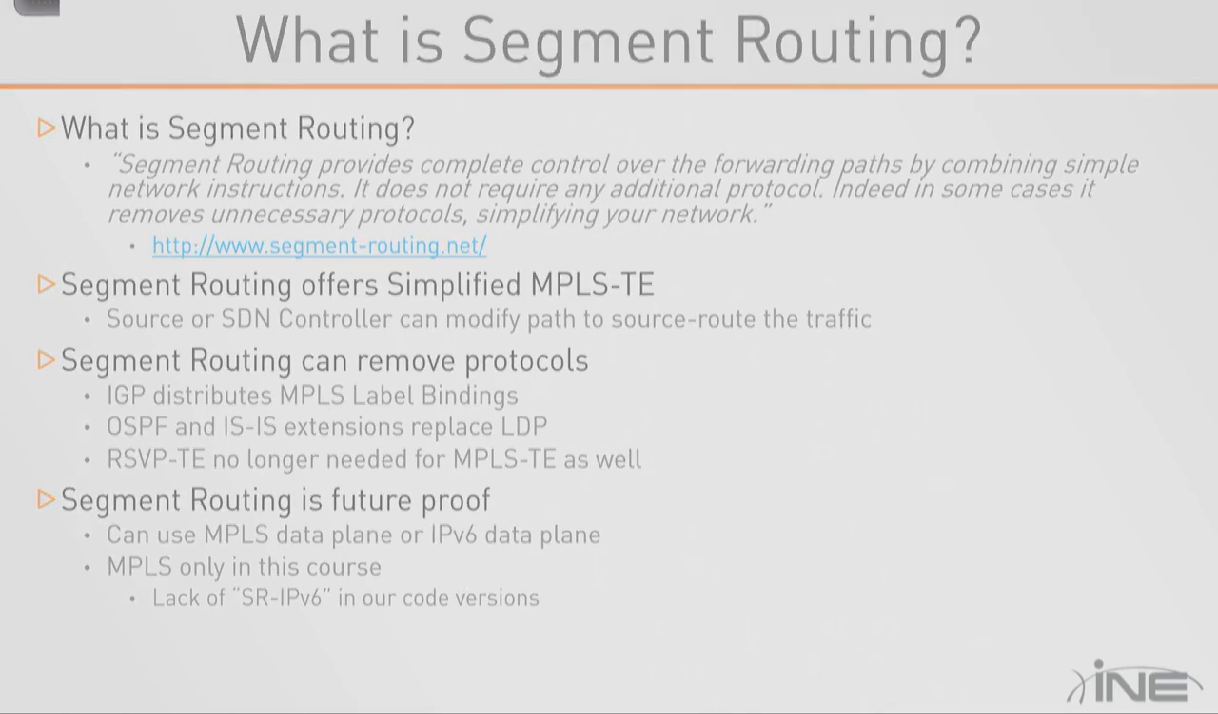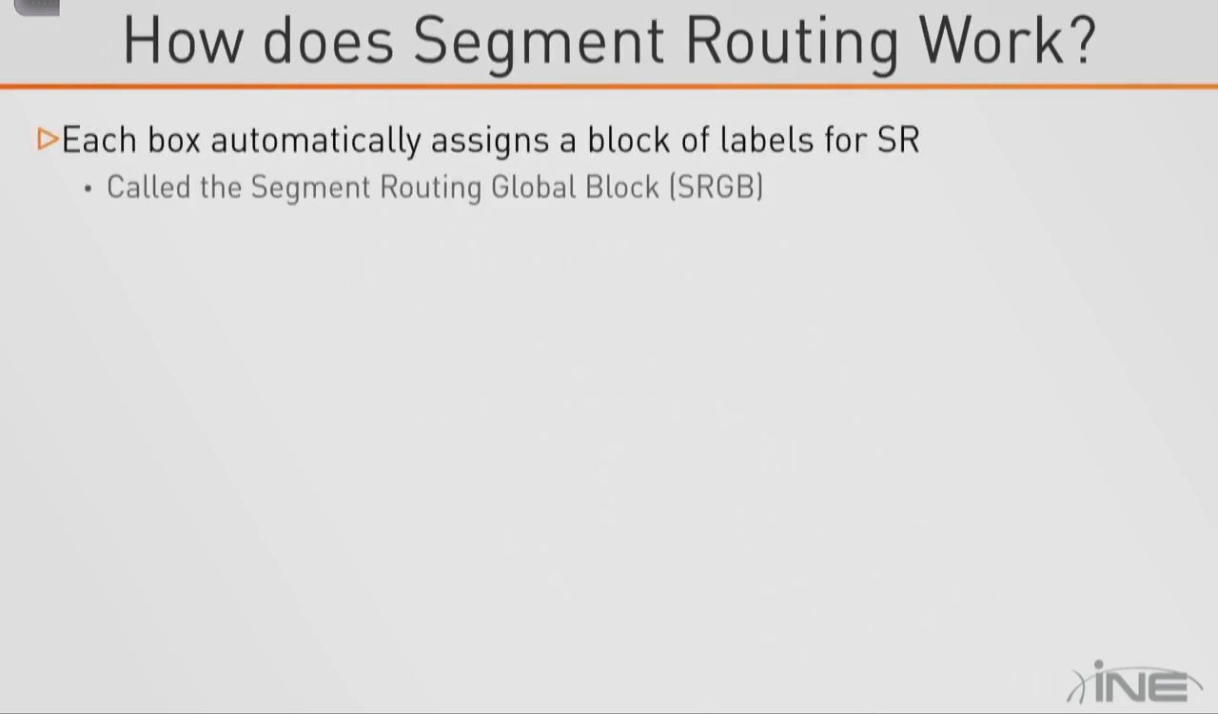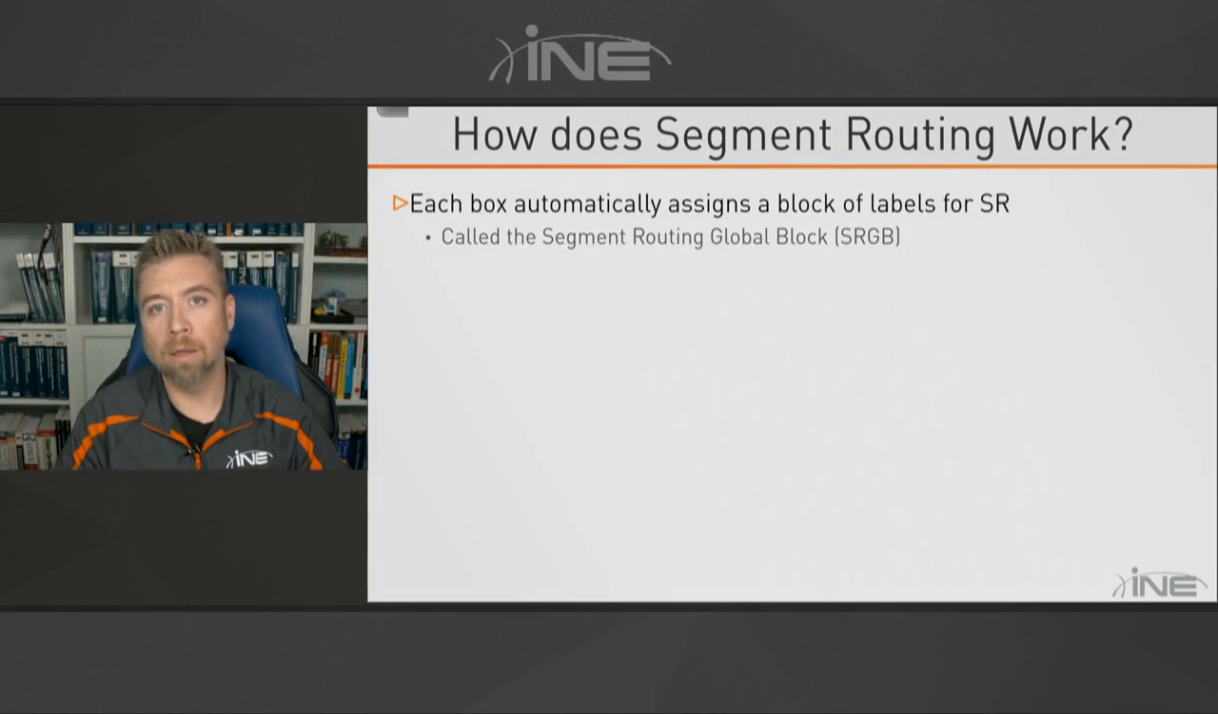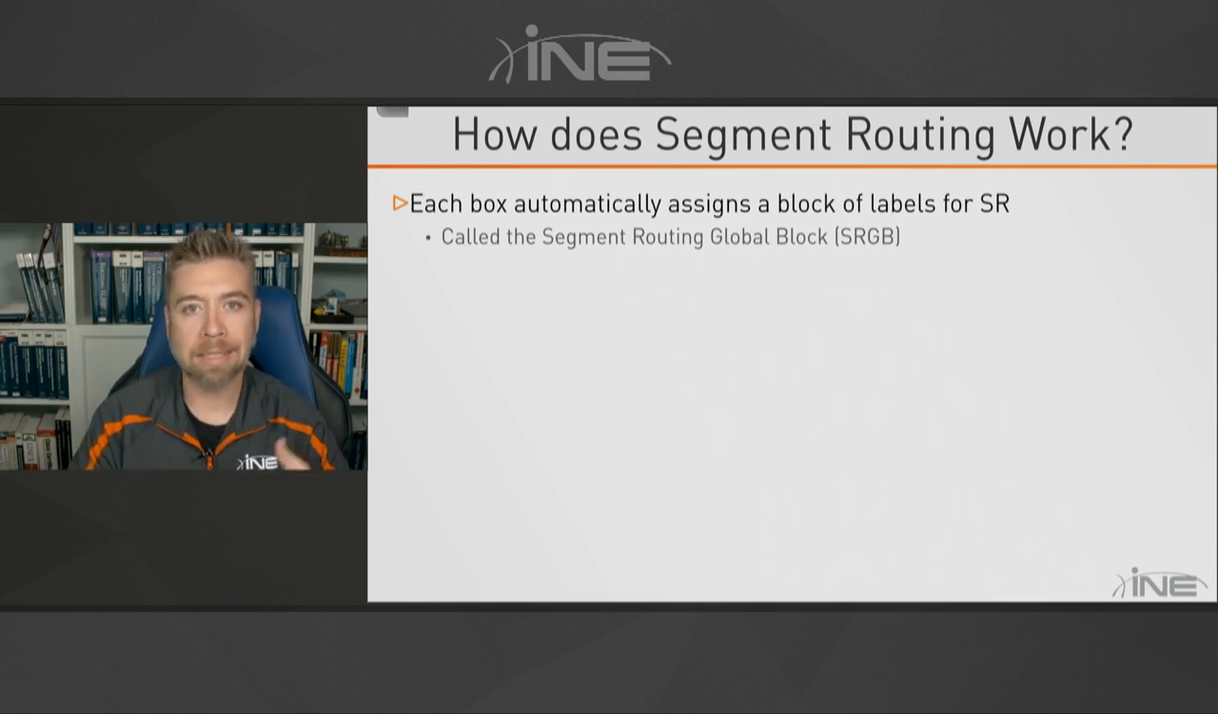Okay, so how does segment routing specifically work? First thing we need to know is that we have this term that's called the Segment Routing Global Block, or the SRGB. So SRGB is just a fancy term for an allocation of labels. The label number starts at 16,000 and goes up to something like 23,999, somewhere around there. But the idea is that instead of having locally significant labels like we would with regular MPLS, we're going to advertise our loopback with a global label out of this global block.